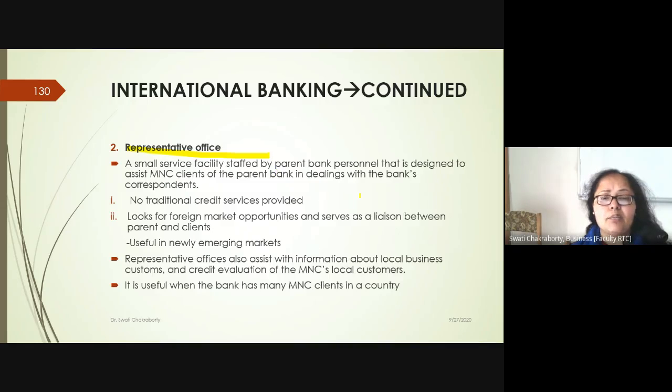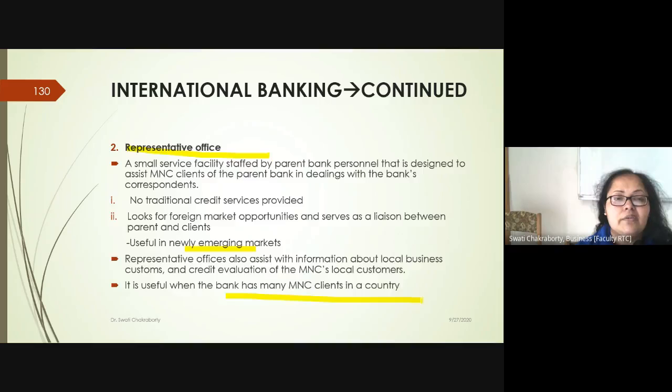Representative office: a small service facility staffed by the parent bank personnel who are assigned to assist the MNC clients of the parent bank in their dealings with the bank's correspondents. There are no traditional credit services provided, and it looks for foreign market opportunities and serves as a liaison between the parent and the clients. It's useful, especially when we go for newly emerging markets. These representative offices also assist by providing information about local business customs and credit evaluation of the MNC's local customers. It's useful when the bank has many MNC clients in a country. Only then is it good to have a representative office.